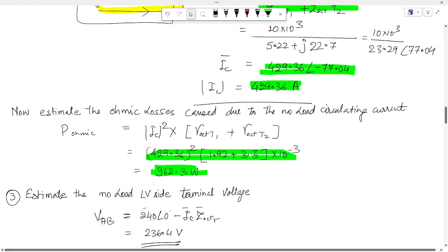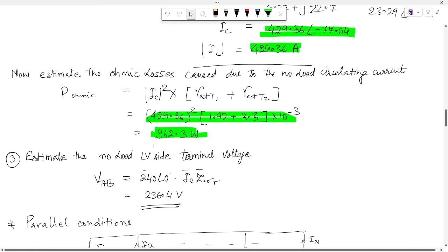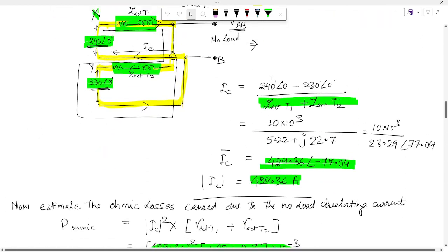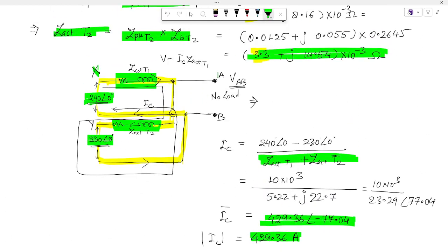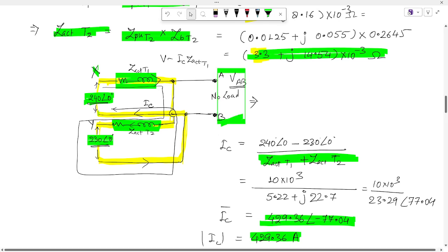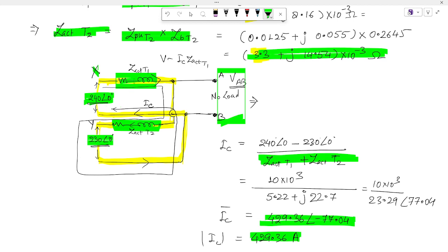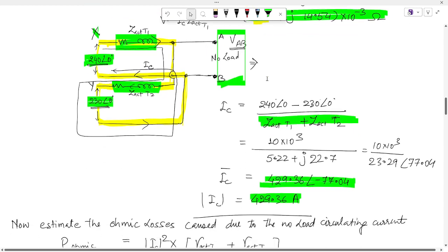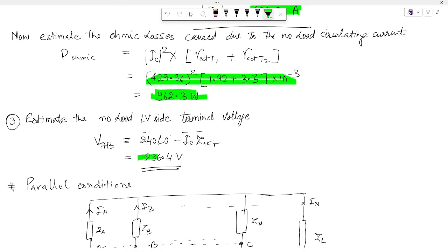Now they have asked to estimate the no load low voltage side terminal voltage. We know the circulating current, and they have asked the no load voltage VAB. The no load voltage will be 240 angle 0 minus I circulating into Z actual T1. Find that out using the complex calculation, and you will get 236.4 volt.